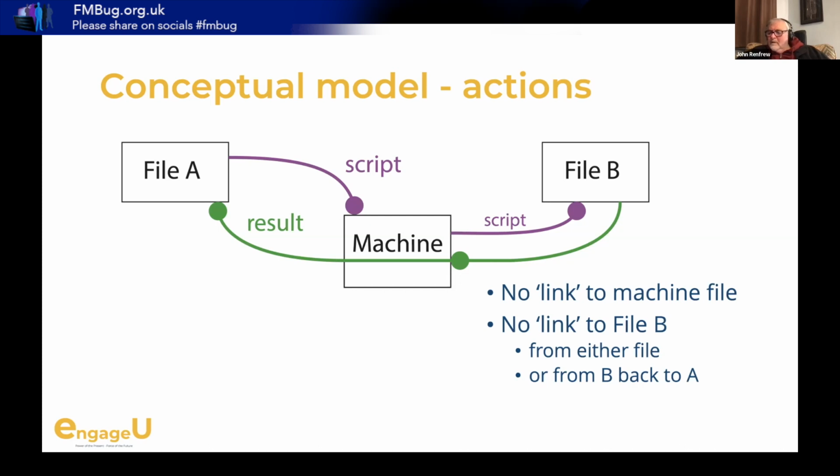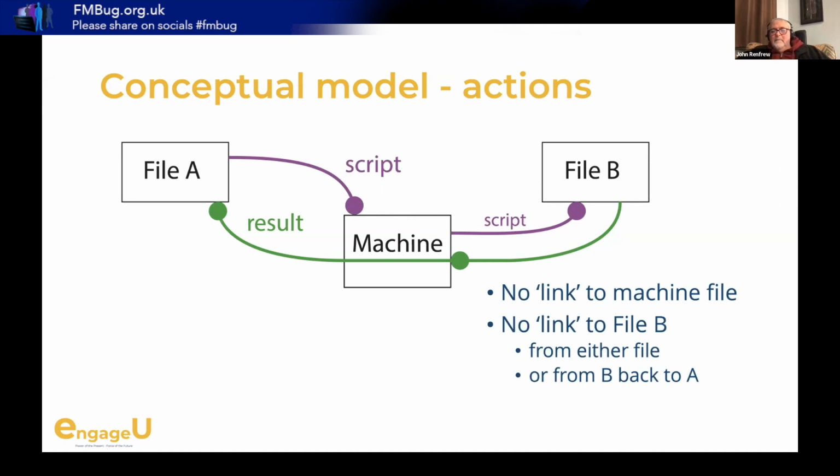So using this methodology, you've got no link from where you started to the machine file in the middle. That file itself doesn't have to have a link to this other file either. And obviously, you're going to run a script in file B. You're going to get an answer back, and you can use this machine to then say, okay, I ran the script over there, here's the result I got back. There you go.